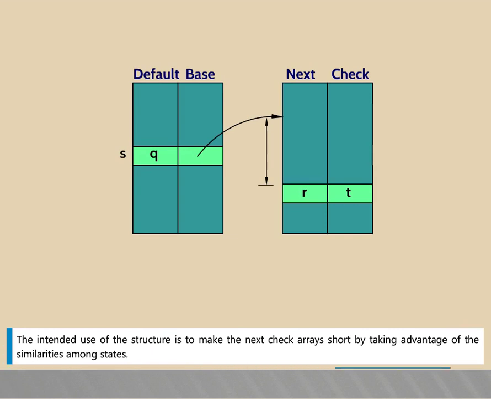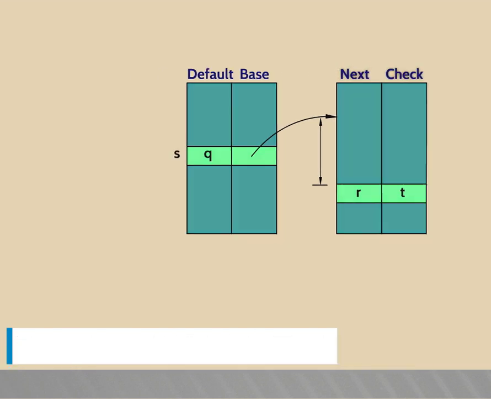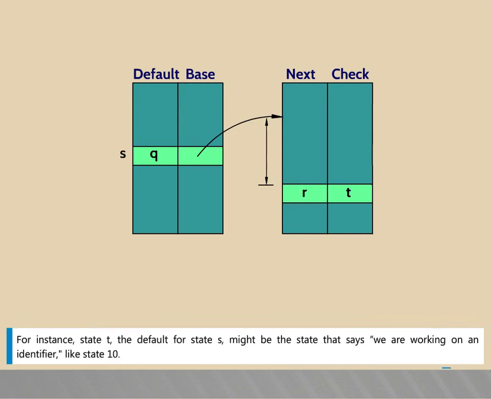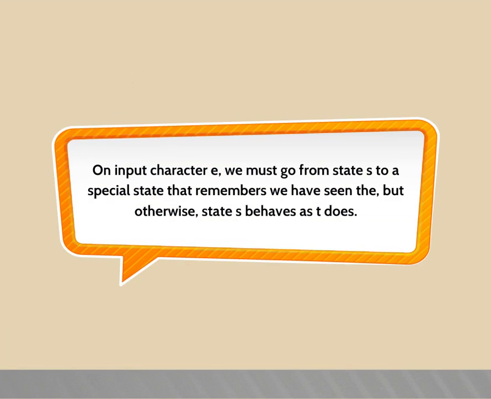The intended use of the structure is to make the next and check arrays short by taking advantage of the similarities among states. For instance, state t, the default for state s, might be the state that says we are working on an identifier, like state 10. On input character e, we must go from state s to a special state that remembers that we have seen the e, but otherwise state s behaves as t does.